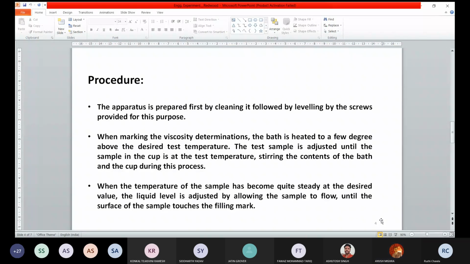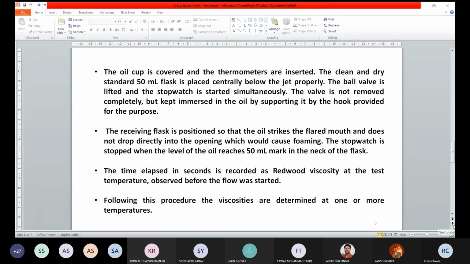Slide number 5, is it visible? Yes, ma'am.